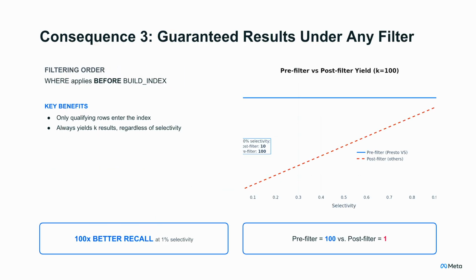The next consequence is guaranteed results under any filter. As I mentioned earlier in the example, because building an index is a standard SQL aggregate, you can use a where clause to first filter down your data, then build the index. As a result, you basically don't lose any recall, because this is a SQL decomposition.